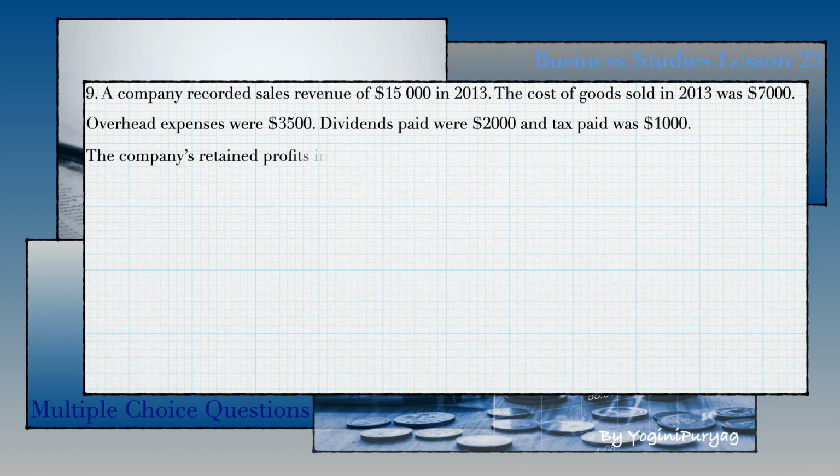The company's retained profits in 2013 were $8,000, $4,500, $2,500, $1,500.